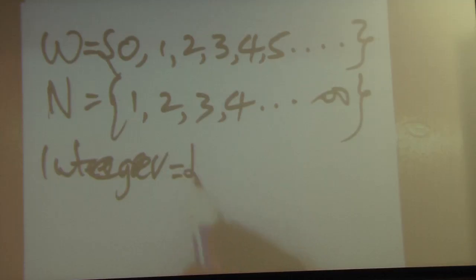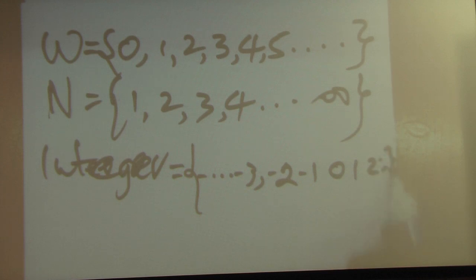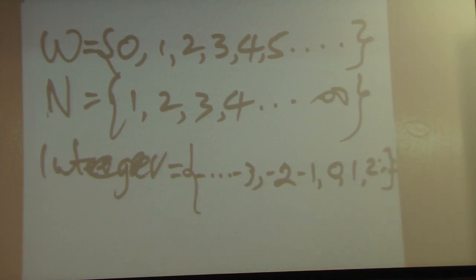Now, the other set that we'll talk about is the set of integers. The set of integers, this is the set of positive and negative whole numbers. Therefore, it would start from probably negative millions, negative 3, negative 2, negative 1, 0, 1, 2, and so on. So that represents the set of integers.